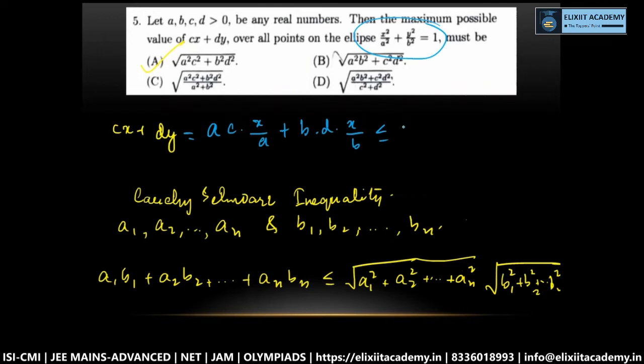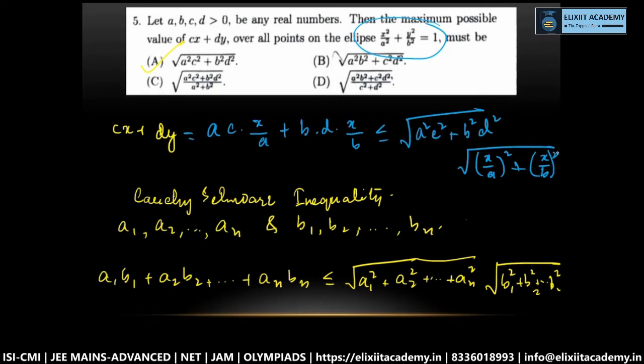So basically this is less than or equals to square root of a square c square, right? This is a1, this is b1, this is a2, this is b2. So this is a square c square plus b square d square, multiplied by, once again, what is b1 square? B1 square is (x by a) whole square plus (x by b) whole square. And you know the value of this is what? The value of this is 1.